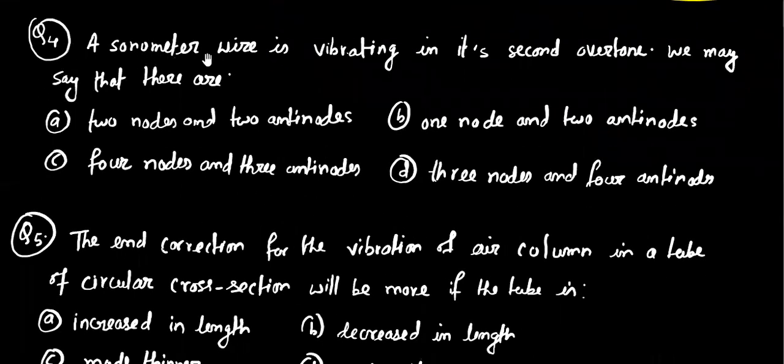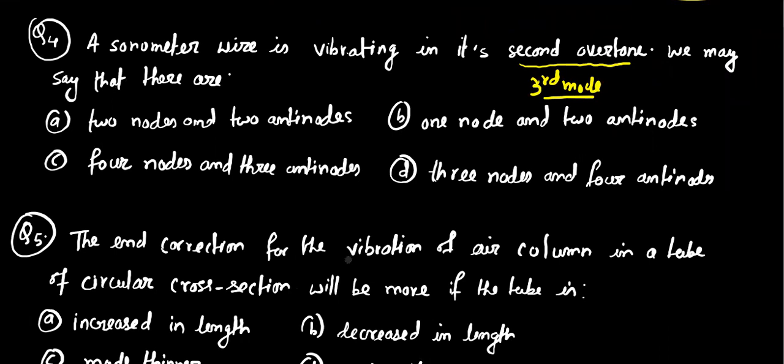Question number 4. A sonometer wire is vibrating in its second overtone. So as soon as the word second overtone comes, we should understand this is the third mode of vibration. We may say that there are two nodes and two antinodes, one node and two antinodes, four nodes and three antinodes, three nodes and four antinodes.